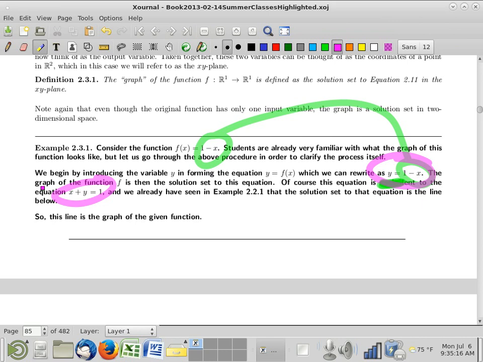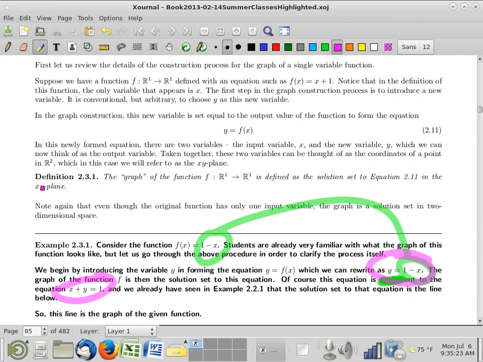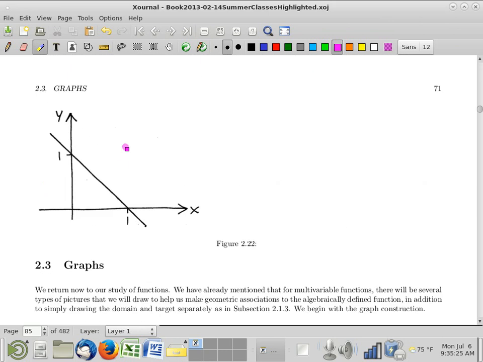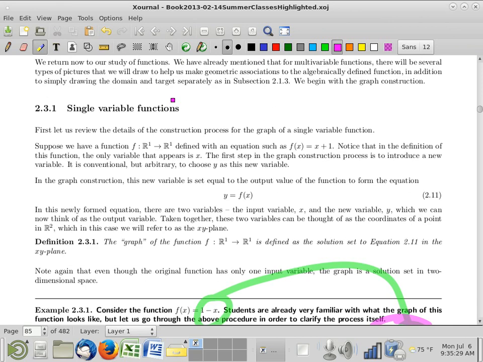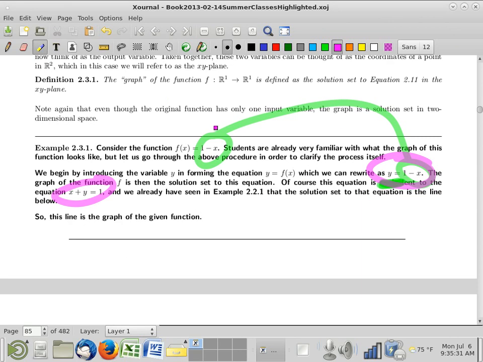It looks a lot more like n dot x equals n dot x naught. Second step is to draw the solution set to that resulting equation, and here's what that looks like. So that is the graph of this function. Okay, is everybody on board as we see the process? Okay, again, hopefully drawing these single variable graphs is familiar.